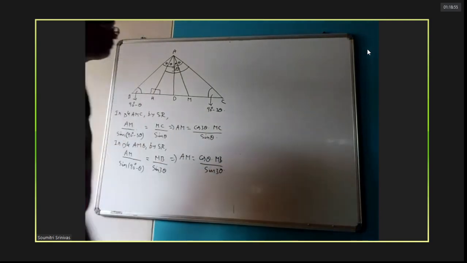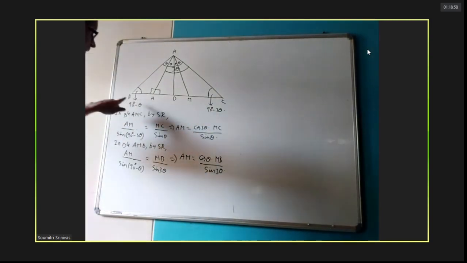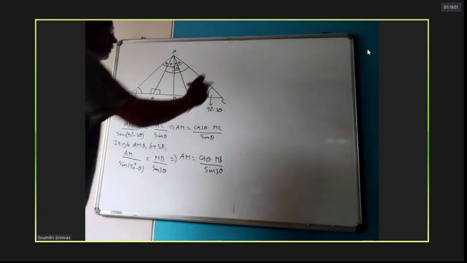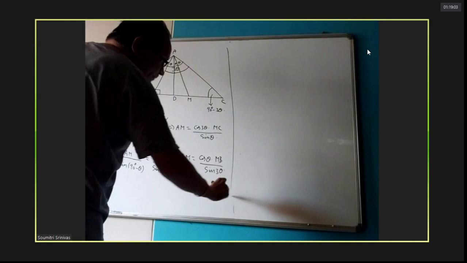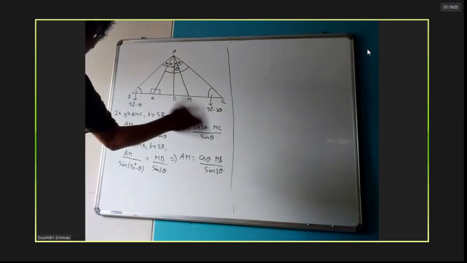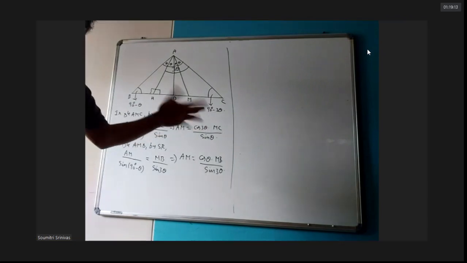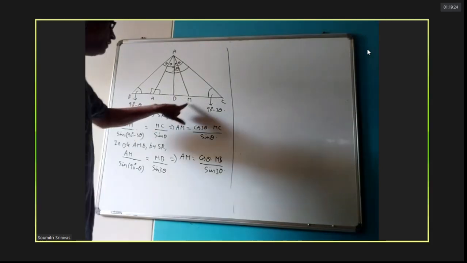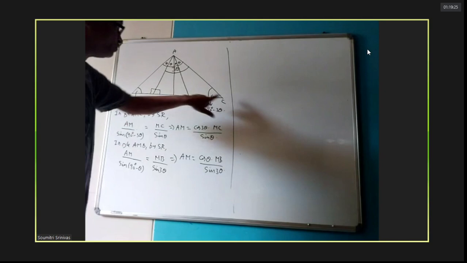Are MC and MB equal? AM is the median, so M is the midpoint. So MC is equal to BM. Since AM is median, it implies MC is equal to MB.